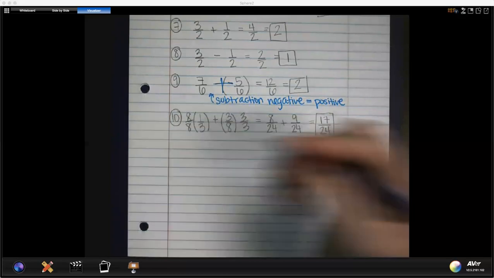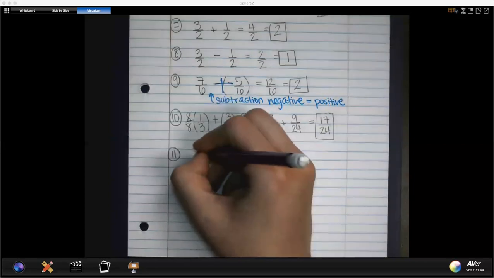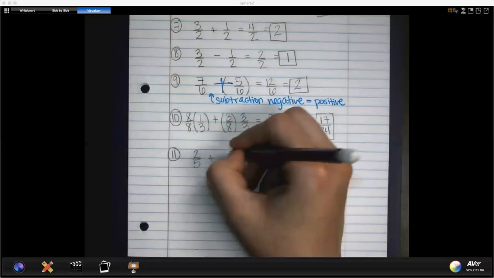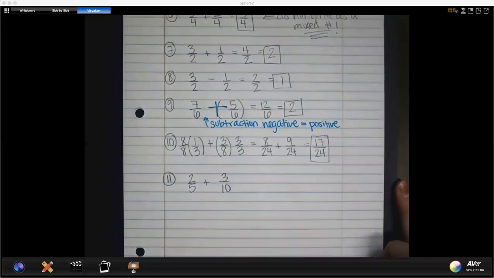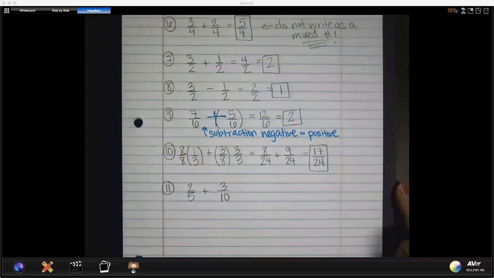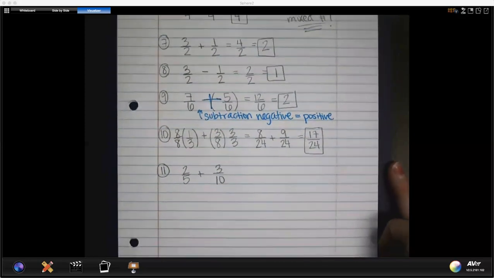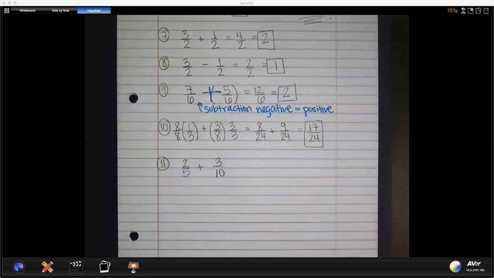All right, let's try another one. 2/5 plus 3/10. What was the last one you worked on, Maria? 7. All right, I just wanted to make sure it was visible. Okay. Try number 11, 2/5 plus 3/10. You want to create a common denominator, so therefore you can add across. If you're not sure, just think about it, try something. Shannon.